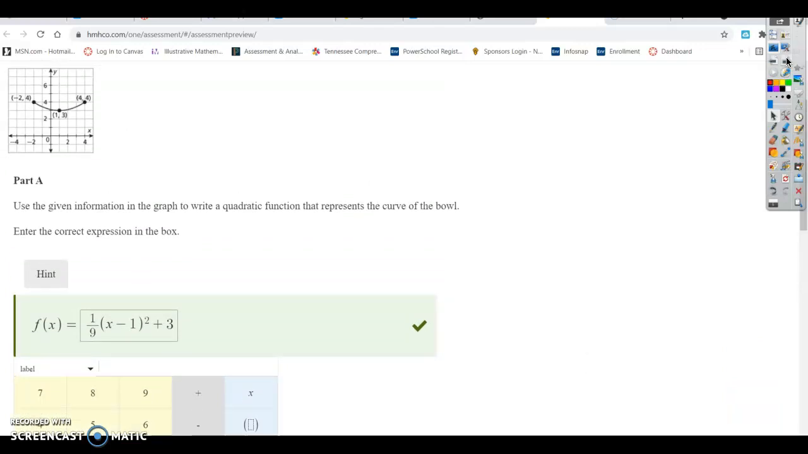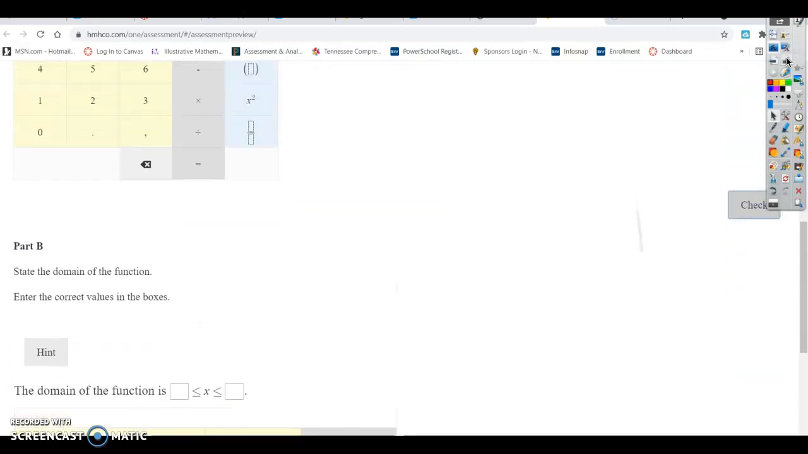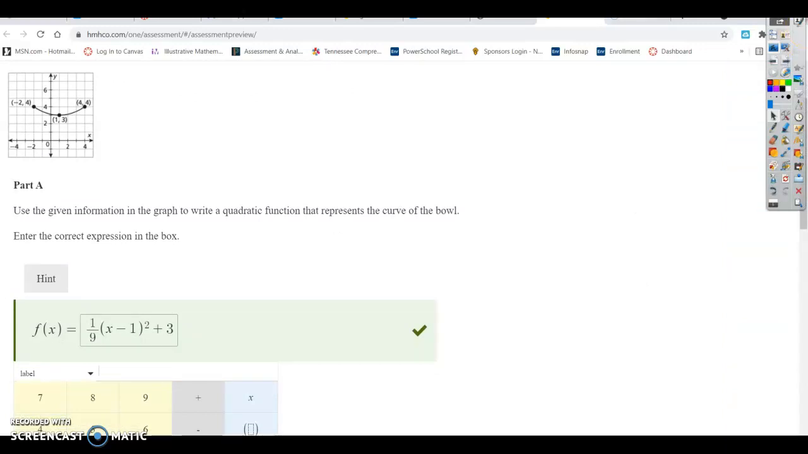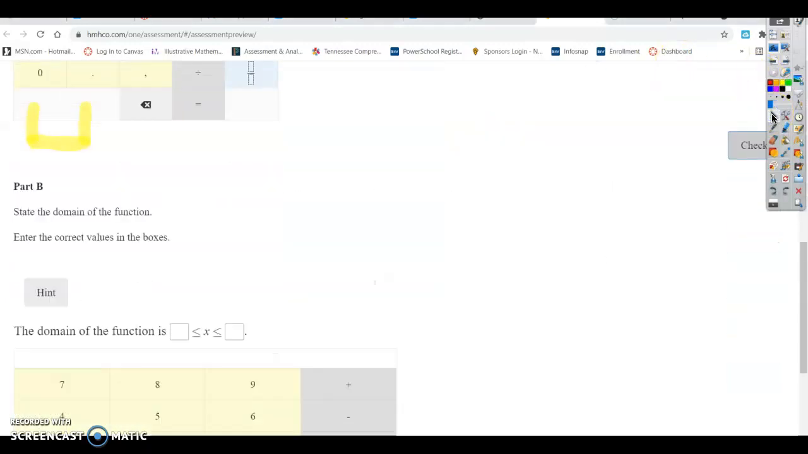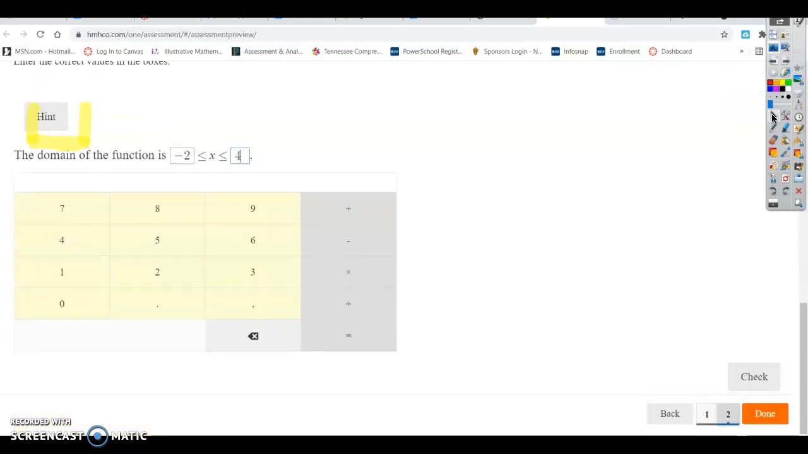So we just wrote an equation using two of the points, using your vertex and another point to find the equation. All right, now it says state the domain of the function. Domain we learned a couple lessons ago. Your domain goes from all your x values. So it goes from negative 2 to positive 4. So our domain is all the x's. We're going to put in negative 2 and 4, and that should be correct, and it is.